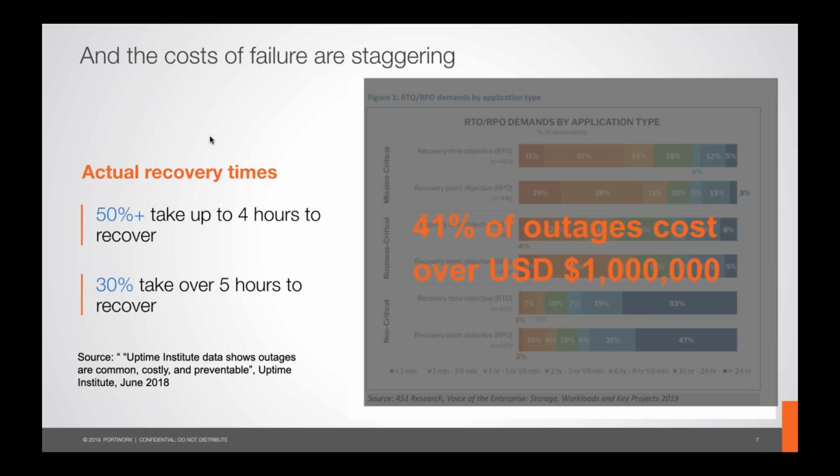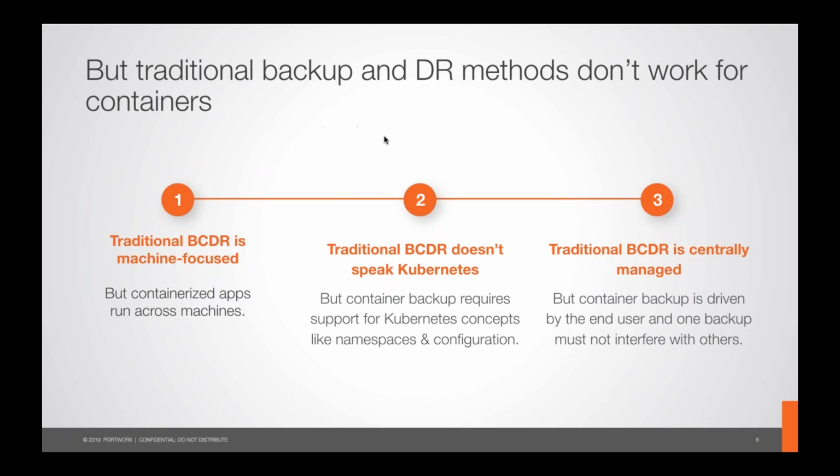Okay, so that's another interesting data point, but why does it matter? Well, 41% of outages cost businesses over $1 million, right? So the cost of failure in a data protection sense is very high.